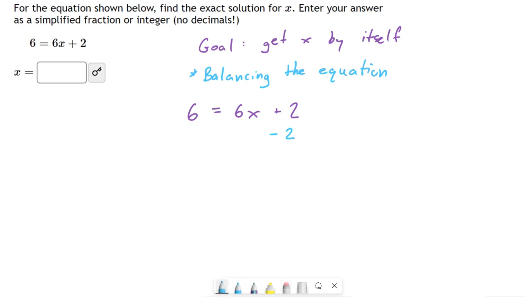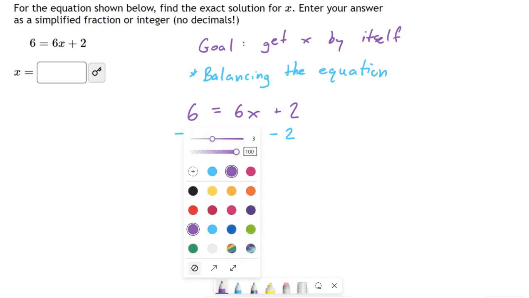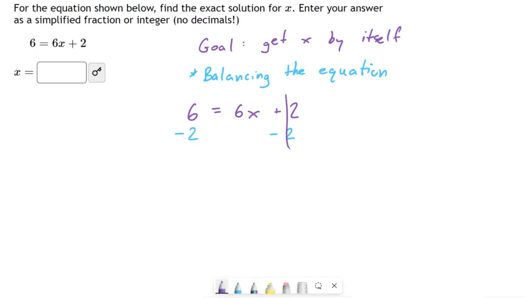Now, in order to do that subtraction, it's only legal if you do it on both sides of the equal sign. So I have to do it on the left and on the right. Now what happens is pretty slick, right? We cross out the plus 2 minus 2 because that makes 0. And this side, 6 minus 2 equals 4. So I just get 4 equals 6x. Well, that's great. There's only one step left.